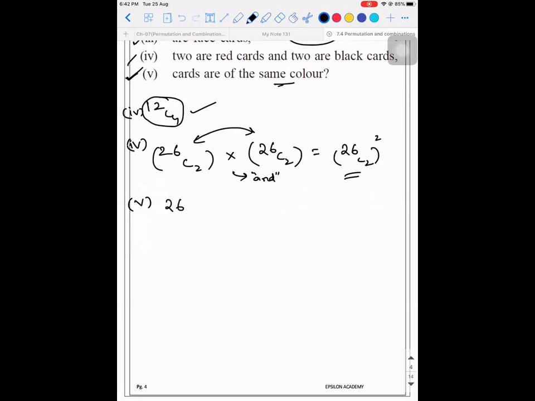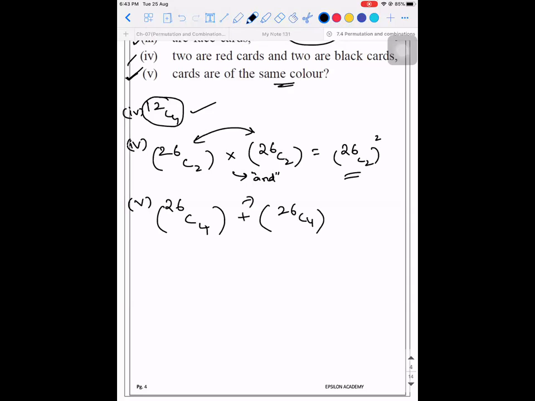They want of the same color. Either out of the black, you can choose all the 4. That's only 26C4, sir. That's it? No, sir. 26C4 plus 26C4 because red and black is there, no, sir. It is 26C4. Why did you use plus?